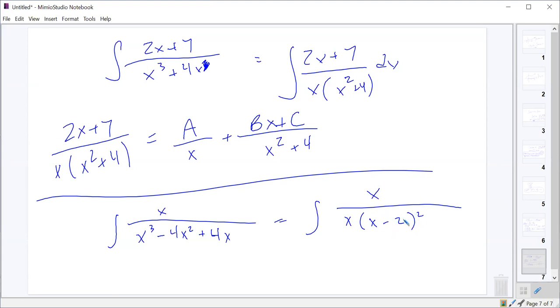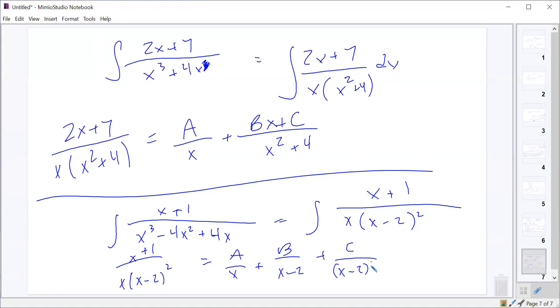And so when we write out the partial fraction decomposition for this, it'd look like, let's call this x + 1, just so we don't have to worry about the cancels there. So we have (x + 1) over x times (x - 2) squared should equal A over x plus B over x - 2 plus C over (x - 2) squared. Right? And if this was (x - 2) to the third, I'd have a D over (x - 2) to the third, and so on.